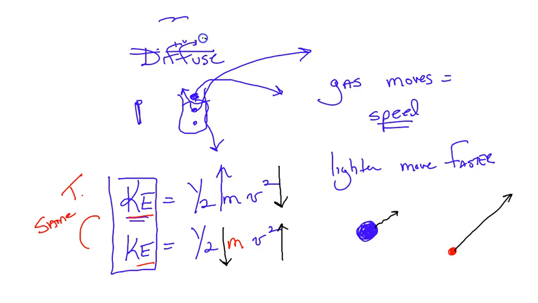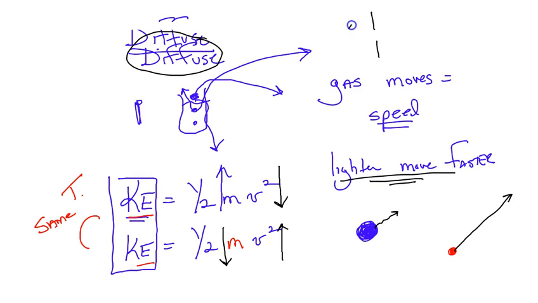So who's going to mix into the room faster? The lighter gas. This is called Graham's law of diffusion. Now the word effusion is mixing through a hole. Okay, so let's look at a demonstration of this.